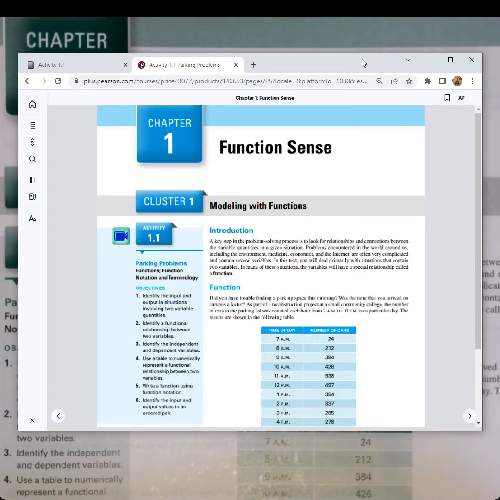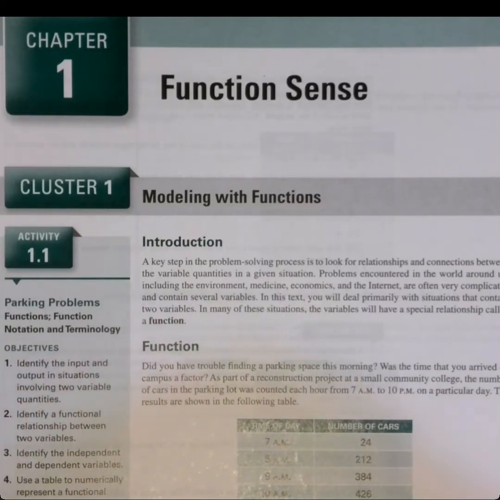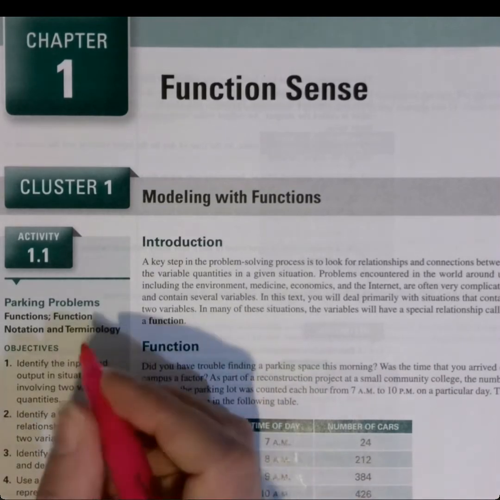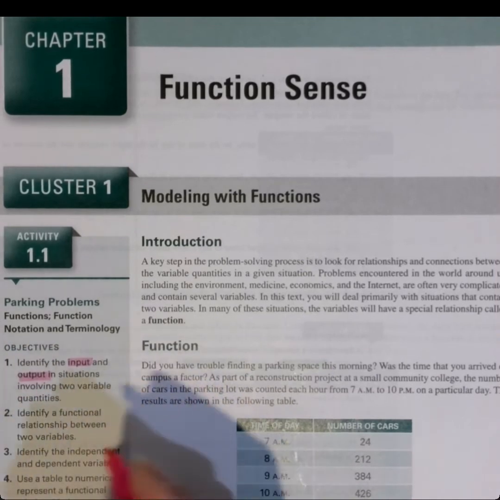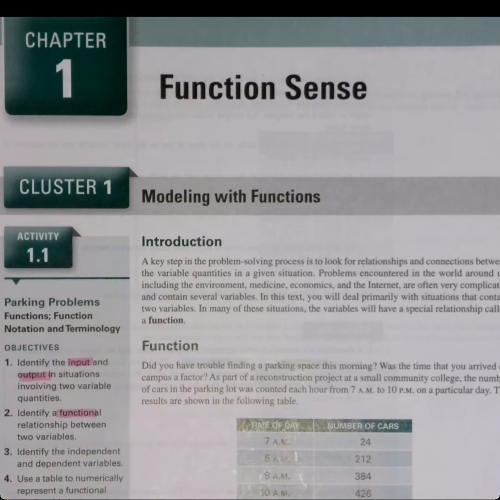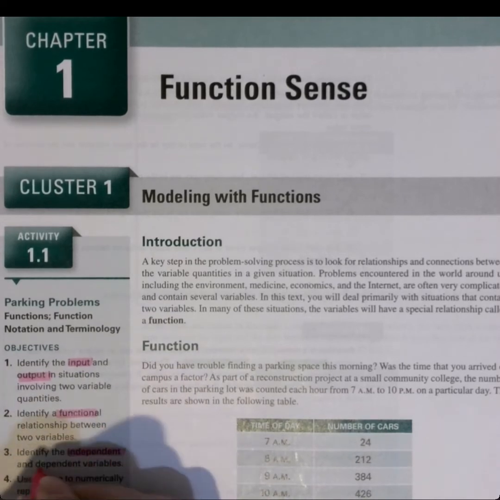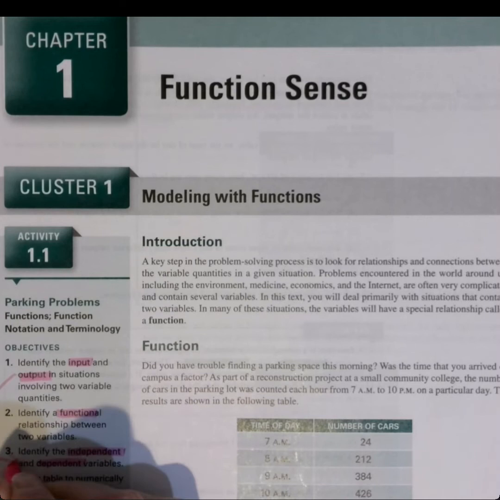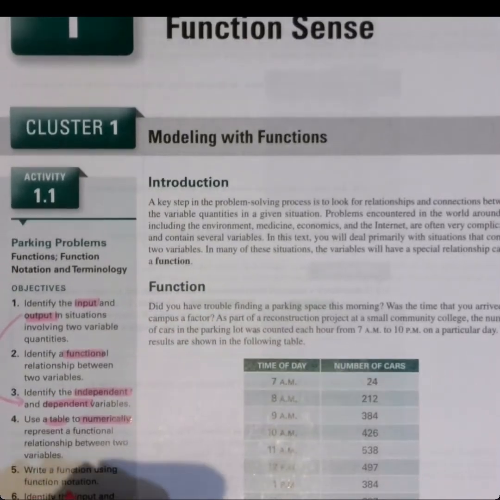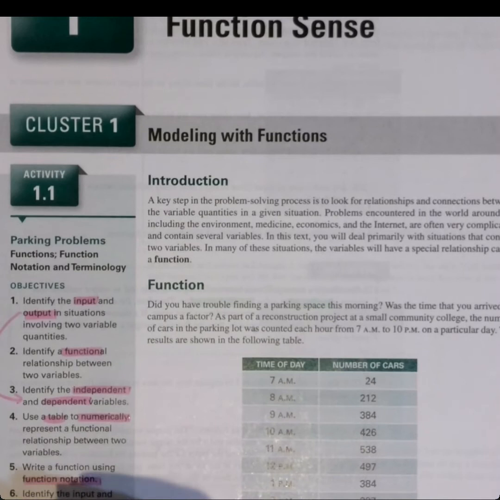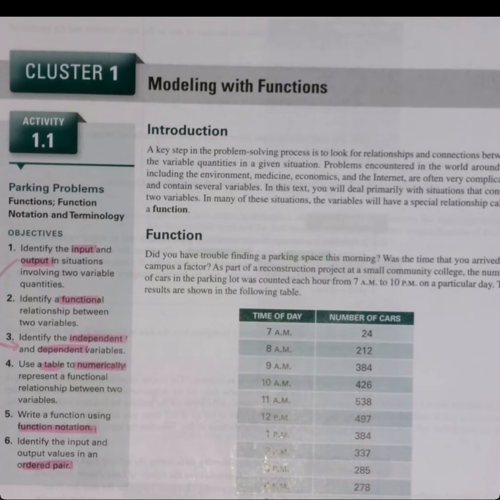And let's go into the notes here for section 1.1. In section 1.1, we're going to talk about identifying input and output in situations involving two variables. We're going to identify a functional relationship between two variables. We'll talk about independent and dependent variables and how those relate to the definitions of input and output as well. And then we'll look at functions that are defined numerically as a table. And we'll also look at using function notation, and input and output values written as ordered pairs, which is our last part of the objective list here.